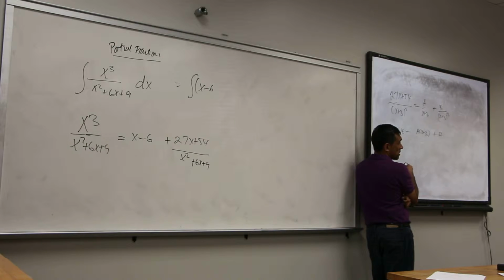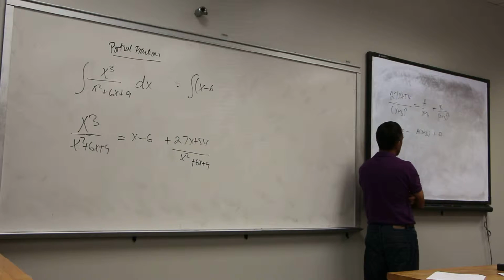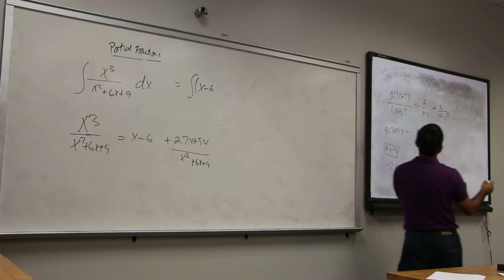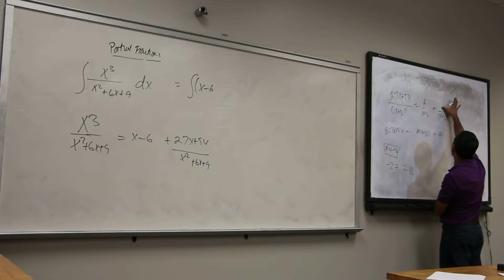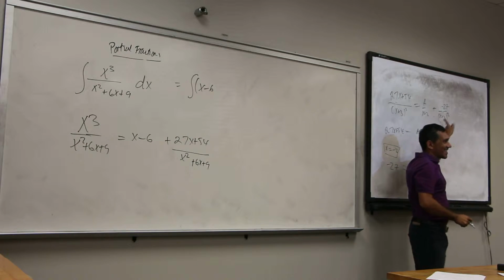Negative 3? Yeah. Okay, when you put x equal to negative 3, what do you get here? Negative 27 is equal to B. So B is negative 27. And you know now your pre-calculus function.